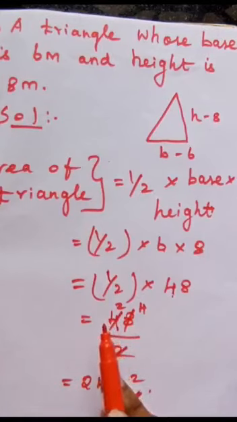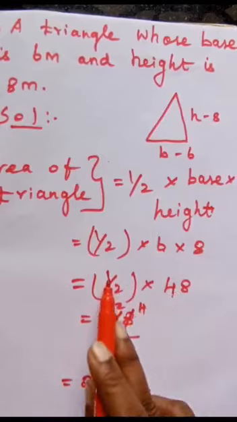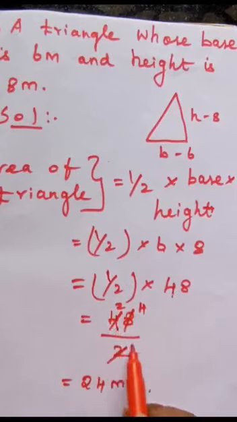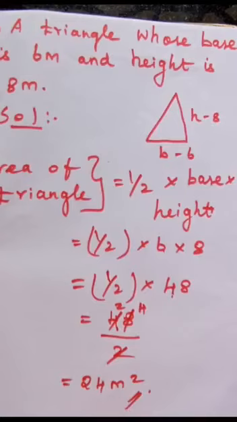I hope you know this from your mathematics, right? So when you have multiplied this 48 into 1, the same 48, and divided by what? 2. Is that clear? Fine. When you divide this, the answer you will be getting is 24, and 24 is the answer, and the unit is what? Meter square. Is it clear? Fine.